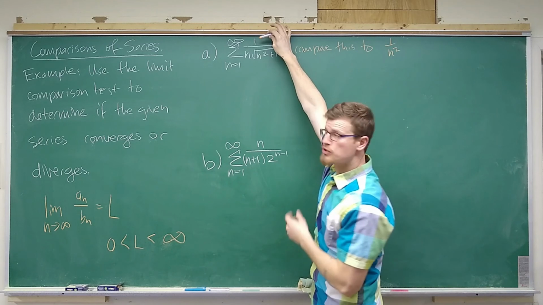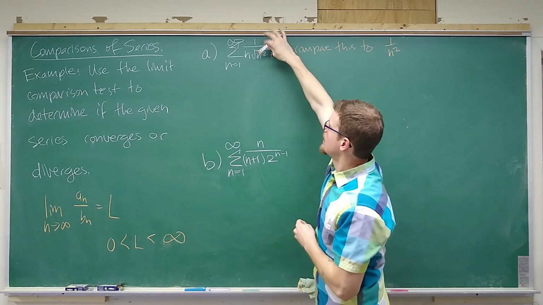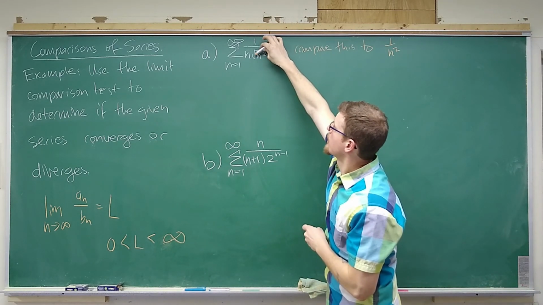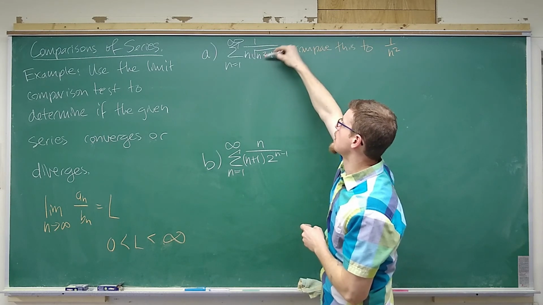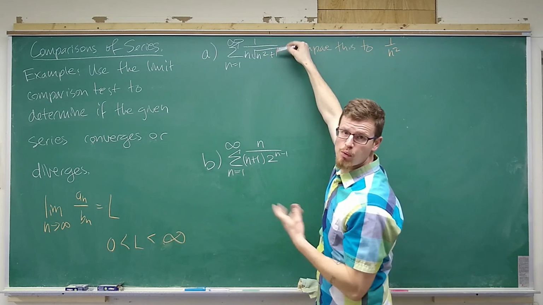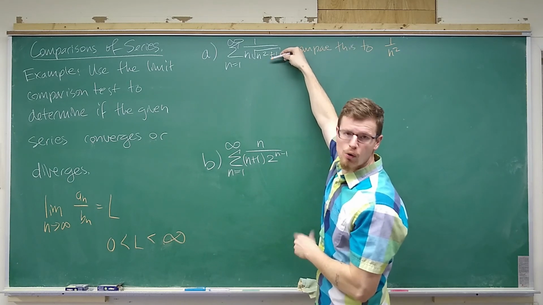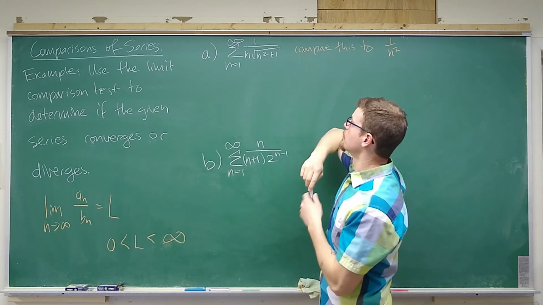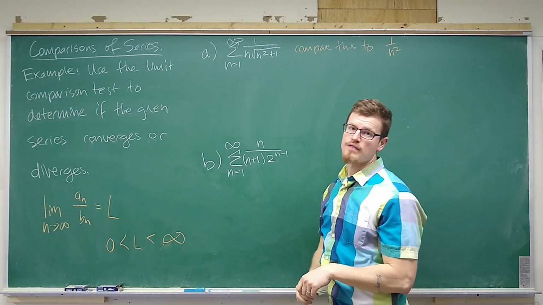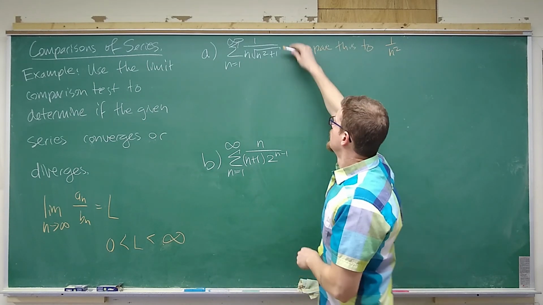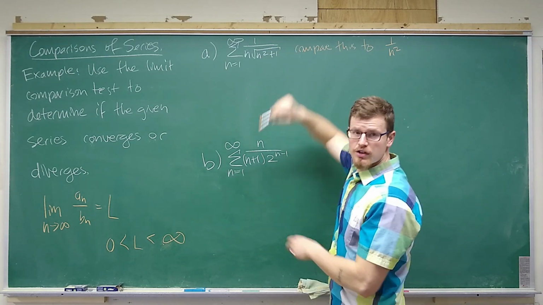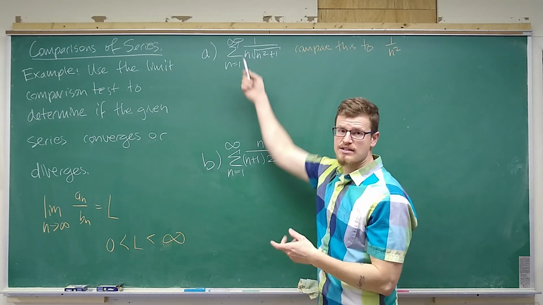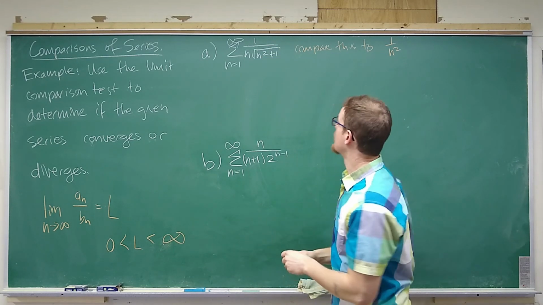The reason I'm choosing 1 over n squared is because my numerator is 1, that's the same. In the denominator, if I didn't have the extra plus 1, I could take the square root of n squared and I'd have n times n. That extra plus 1 isn't doing a whole lot to our overall value, especially for large values of n. So I suspect that this is going to act similarly to 1 over n squared.